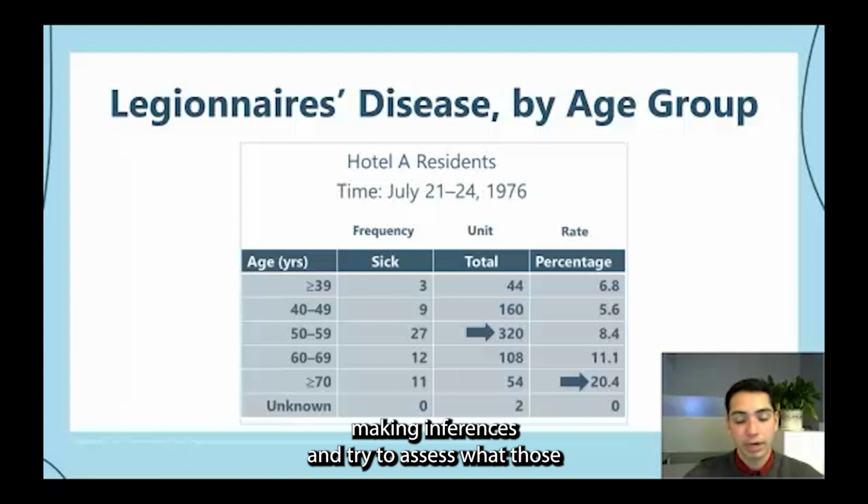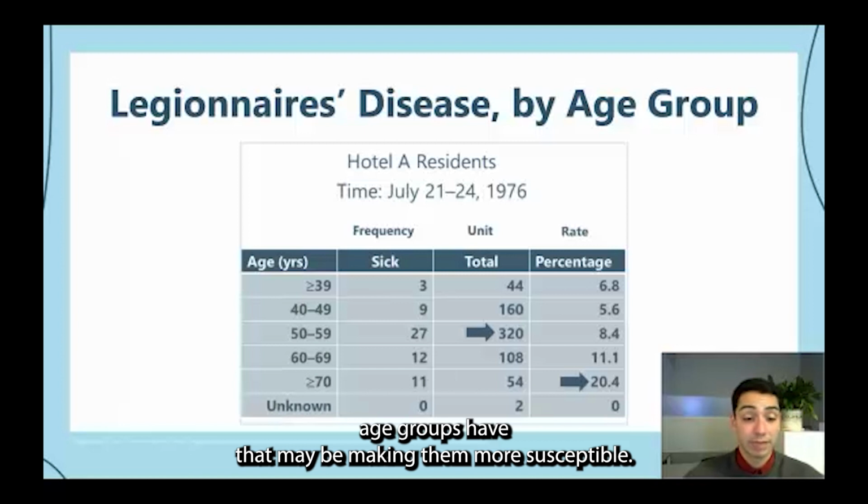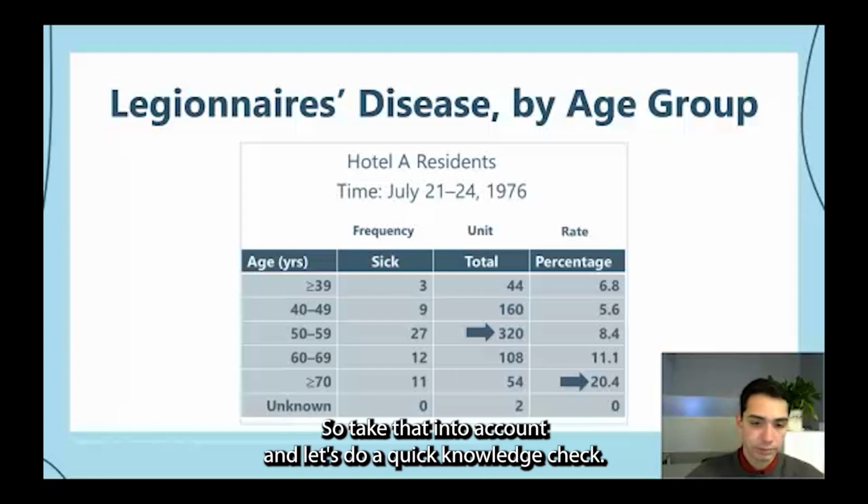We can start making inferences and try to assess what those age groups have that may be making them more susceptible. What qualities or lack of qualities do they have? So take that into account and let's do a quick knowledge check.